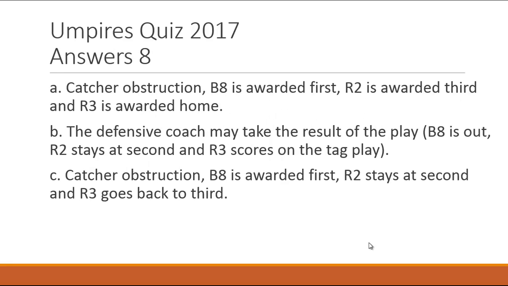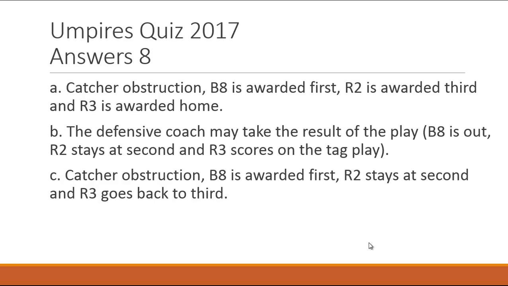We have catcher's obstruction. The batter is awarded first, R2 is awarded third, and R3 is awarded home. The defensive coach, in B, may take the result of the play. B8 is out, R2 stays at second, and R3 scores. Or catcher obstruction, B8 is awarded first, R2 stays at second, and R3 goes back to third.